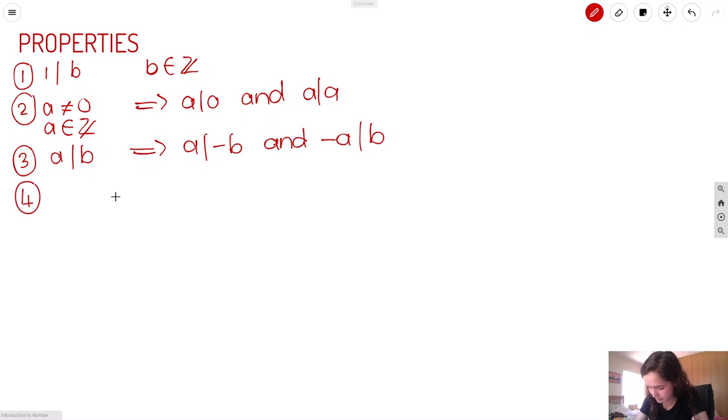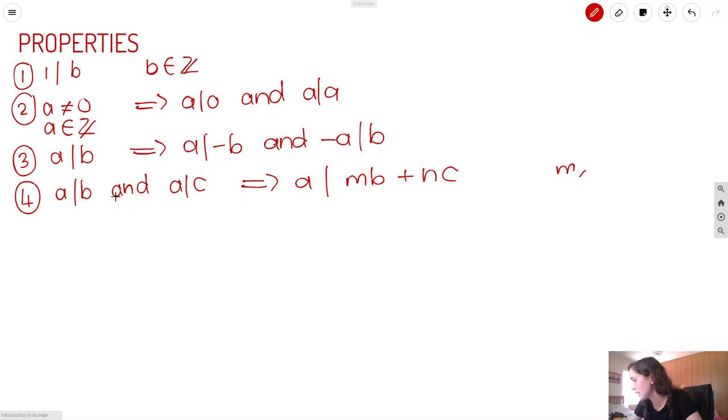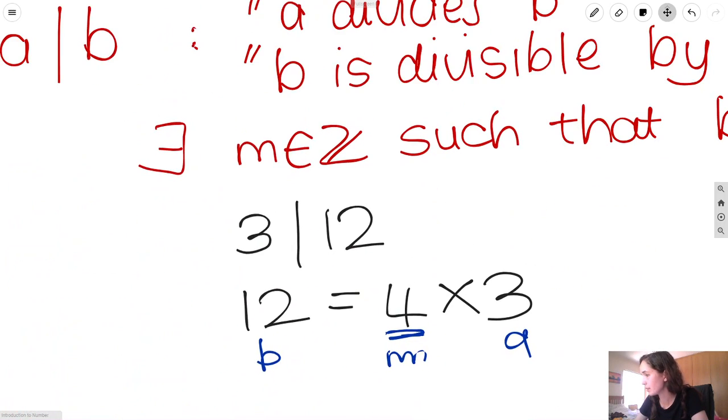Fourth property is that if a divides b and a divides c, then a will divide mb plus nc, where m and n are integers. So how we would prove this is we could say, okay, b is equal to m1a for some m1 integer, just like how we wrote it up here.